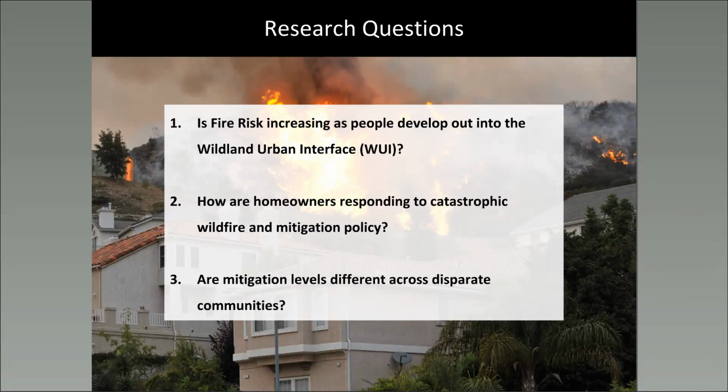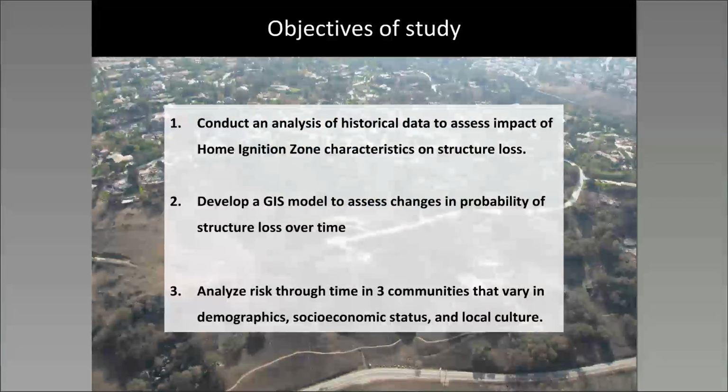These are the research questions we came up with for the project. Is fire risk increasing as people develop out into the wildland-urban interface? One thing you hear a lot in the field is, people just shouldn't build out in these areas. But if we are changing policy and building more fire-resistant homes and safer communities, we wanted to figure out whether risk is actually increasing, and what is changing over time. Our second research question was, how are homeowners responding to catastrophic wildfire mitigation policy? Are people putting in more defensible space and improving their homes as these catastrophic fires are happening? And finally, are mitigation levels different across disparate communities? To answer these research questions, these were our objectives for the study.